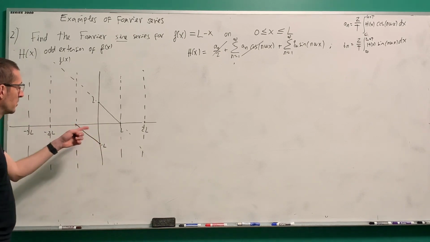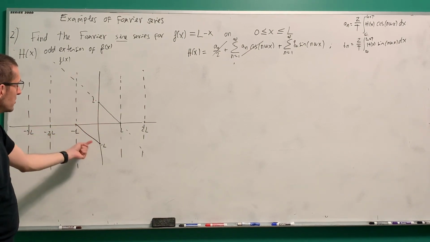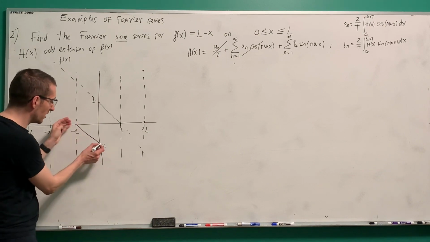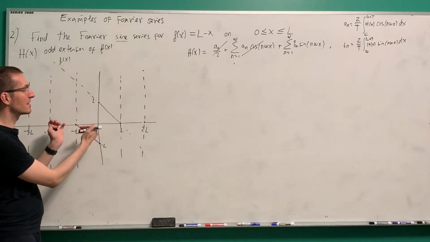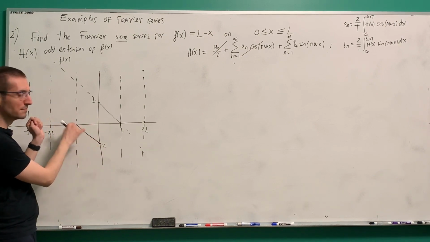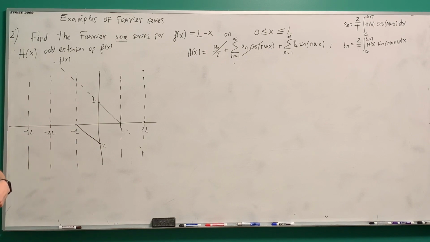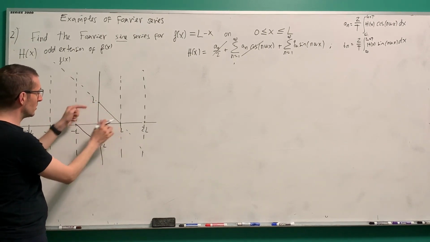There we go. So notice that this function is certainly L minus x, but this function is not L minus x. This function here is translated L to the left, so it's minus x minus L. It's a different function here and here, but those together are the h. The h is piecewise, it's all the h, right?